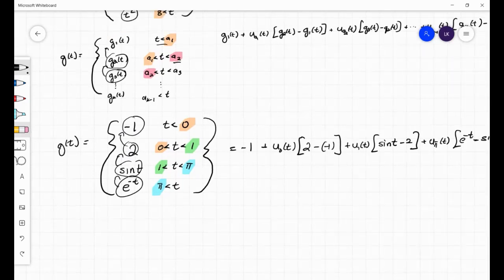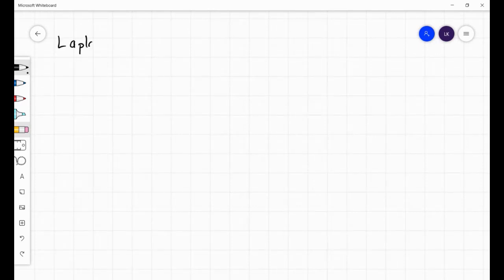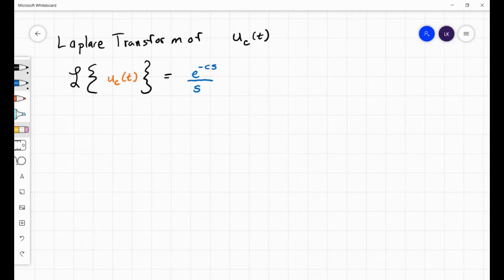So we use the step function to rewrite piecewise functions as a single expression. And we're doing this so that we can eventually take Laplace transforms of this expression. So we have to learn how to take the Laplace transform of a step function and then the Laplace transform of a step function times another function. So let's look at the Laplace transform of just a step function, just to see how this would work. The Laplace transform of u that turns on at c.